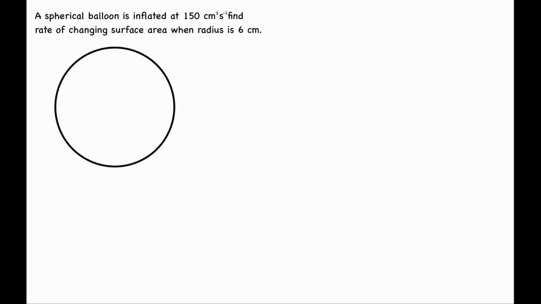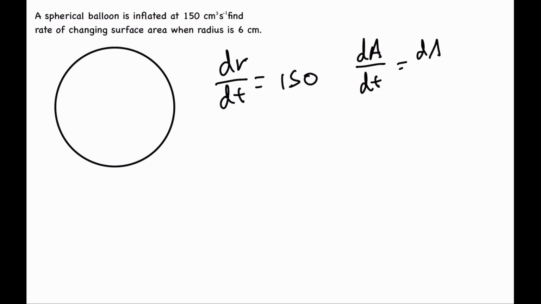First, we start with the fact that we know dV over dt is equal to 150 centimeters cubed per second. Using the chain rule that we did before, and using connected rates of change, we can make an equation for the rate of change of surface area, which is what they asked for in the question. So this is dA over dt, which you can write as dA over dV times dV over dt. Because the dV's cancel out, you're left with dA over dt.